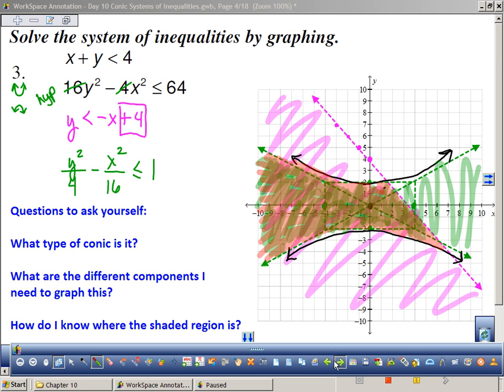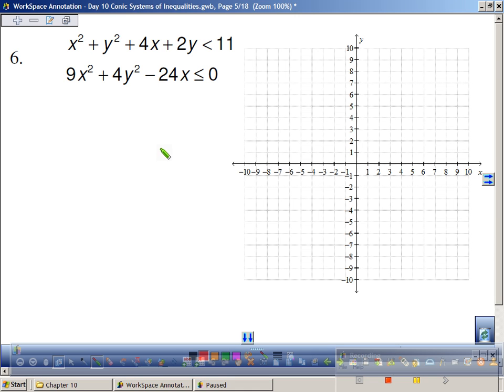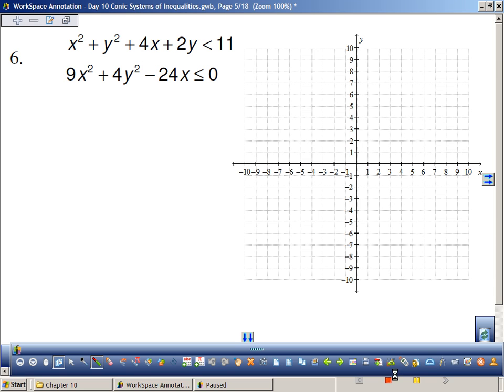Okay, let's move on. Let's do number 6. The other ones, number 1, 2, and that was number 3, right? 1 and 2 are easy, 4 and 5 are easy. Let's do 6. Okay, without saying anything, just look at these two and see if you can tell me what type of conics these are just by looking at it.